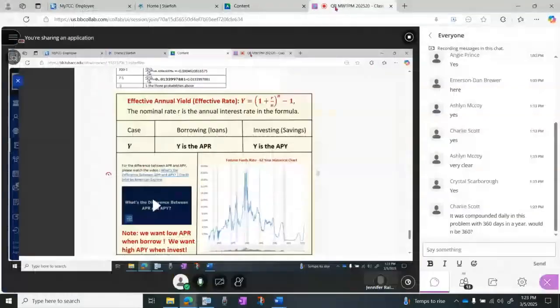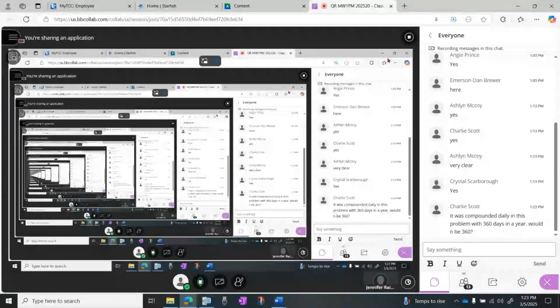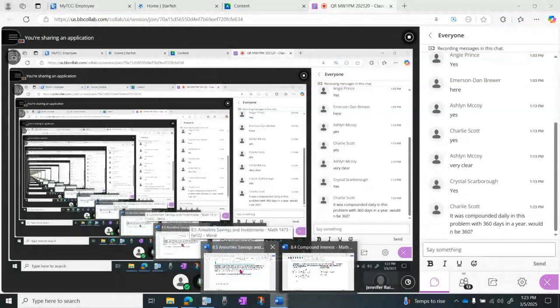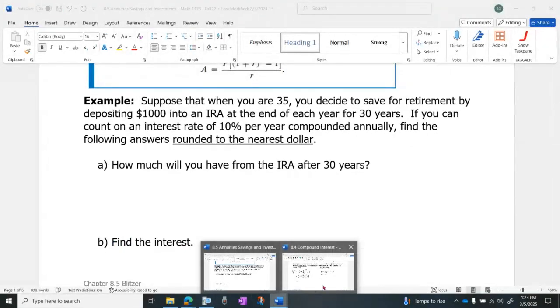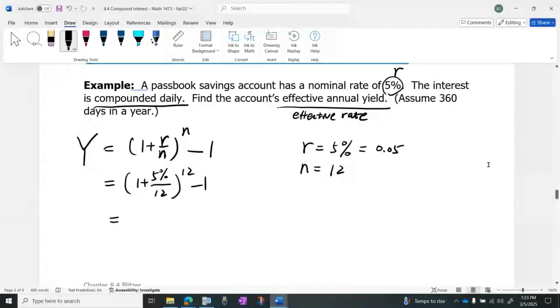parentheses. Hi, Charlie. It was compounded daily. Oh, did I mess up? Huh? Oh, this is the other one. Yeah, I'm sorry, my bad. Compounded daily, not monthly. The previous one is monthly, right? Sorry about that, my brain kind of wandered earlier. I apologize. It's daily, so n is 365. Thank you for letting me know, Charlie.